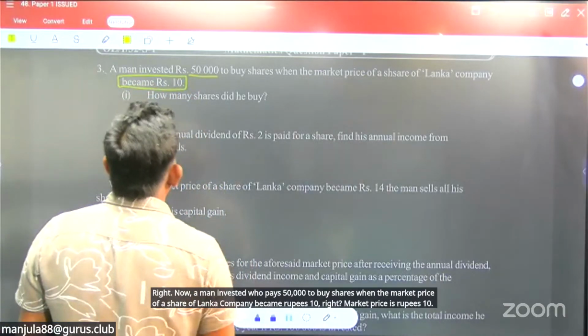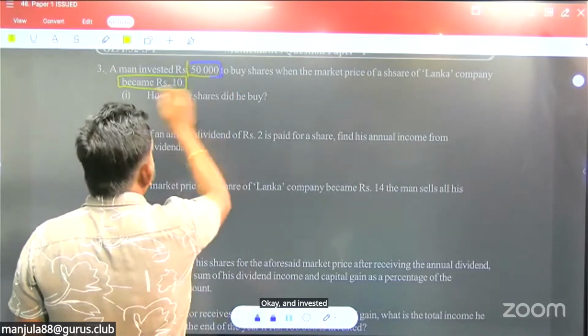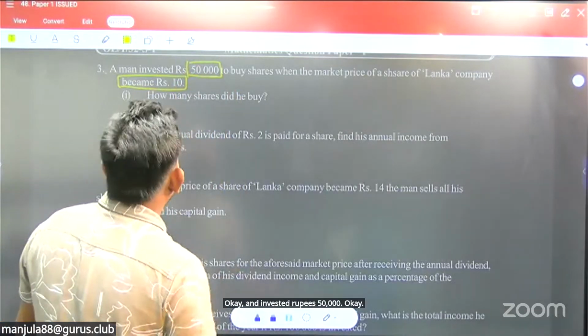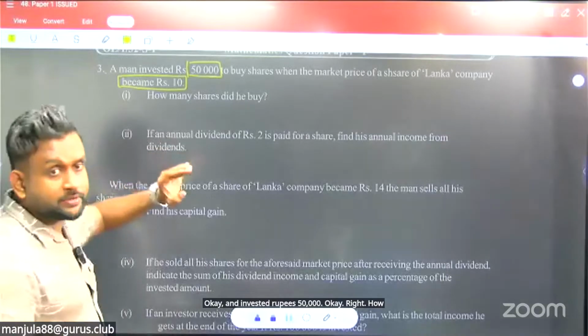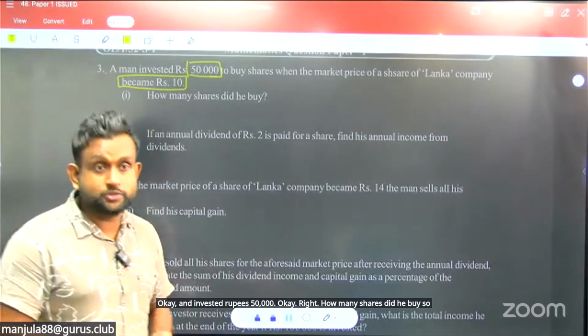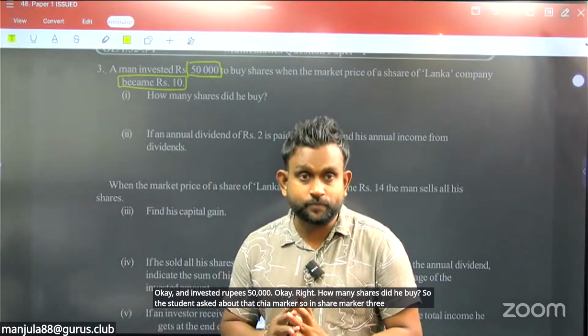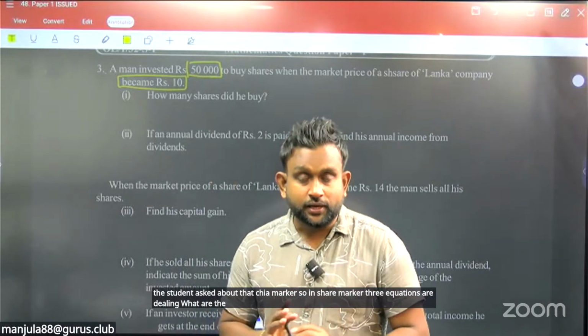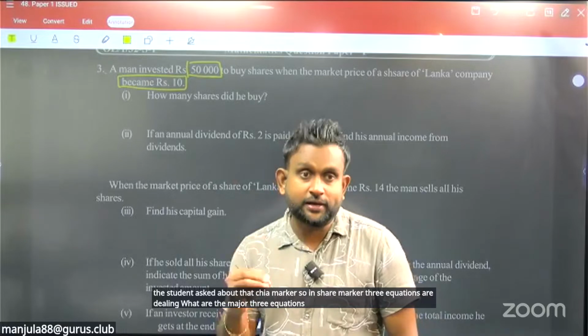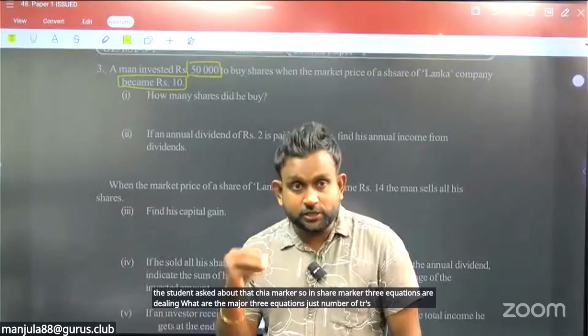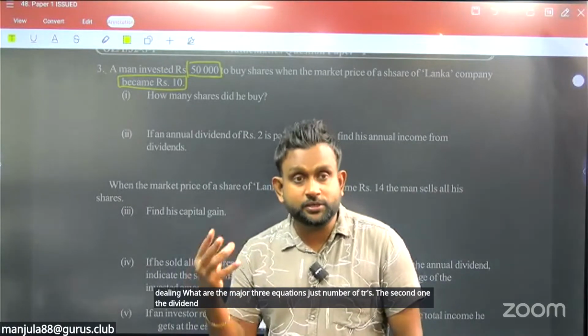Okay, and invested rupees 50,000. Okay, right. How many shares did he buy? So the student asked about the share market. In the share market, three equations are dealt with. What are the three major equations? The first is the number of shares, the second is the dividend income, and the third is the capital gain.